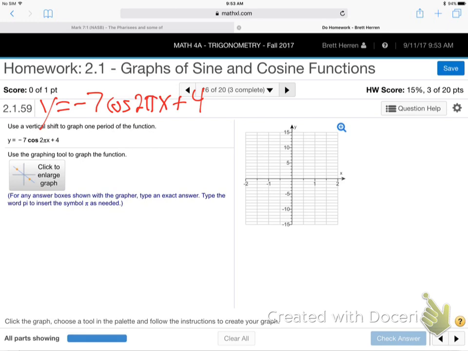We'll see. So try that one. Find the amplitude, period, phase shift, and the vertical shift. See if you can get one cycle in the graph. Remember, cosine starts high inside or starts low inside.